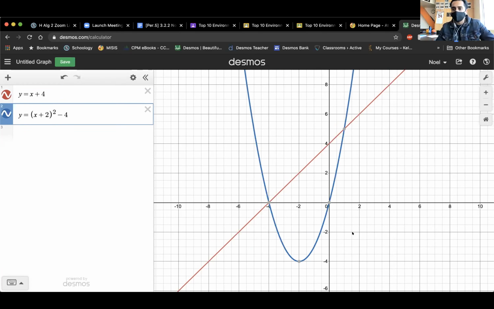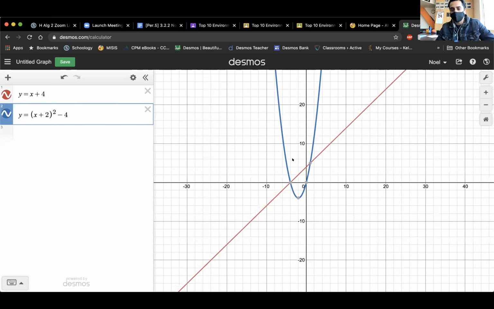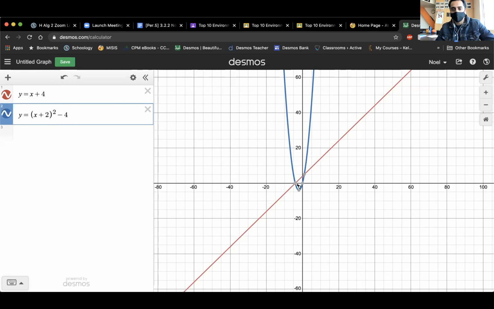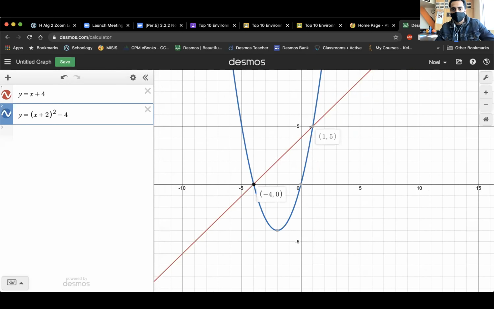Okay, so what were our 2 points of intersection? I think we had one at -4, 0, right? That looks correct. Another one at 1, 5. Right? You want to zoom out a bit, make sure that there's no other intersections. Doesn't seem like we have any. Those are my only 2. All right, pretty cool.